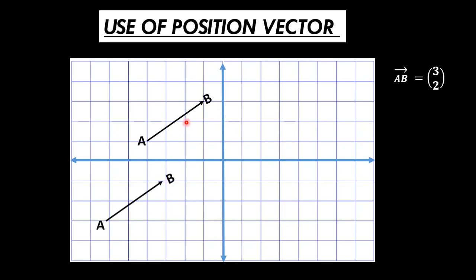If I draw it over here, B relative to A is again 3 units in x direction, 2 units in y direction. So A and B can have any coordinates. I am not sure about their coordinates, but the position of B relative to A is always 3 in x direction and 2 in y direction.